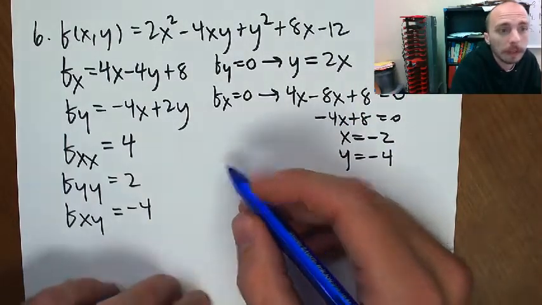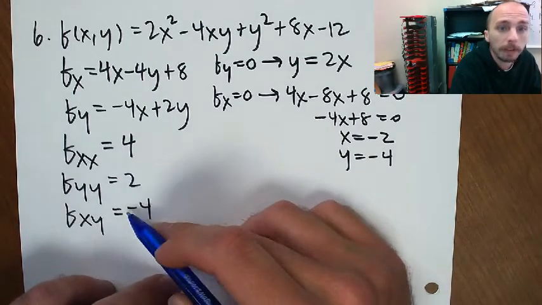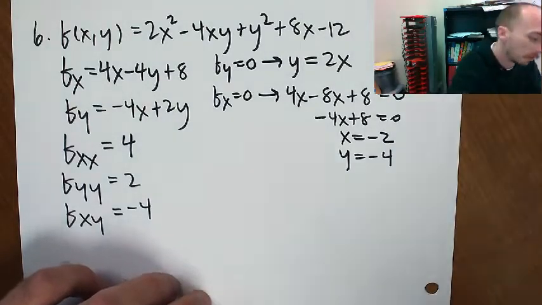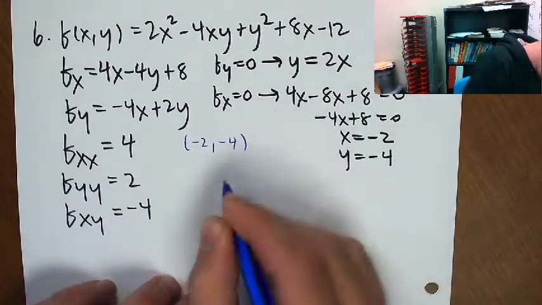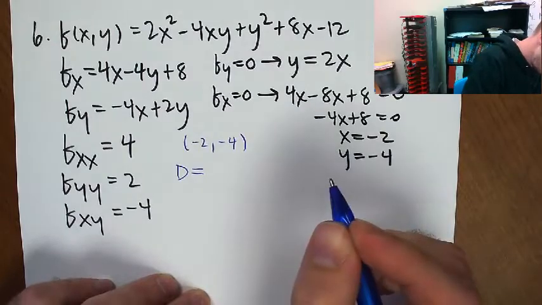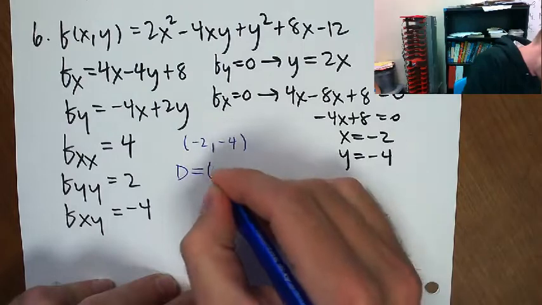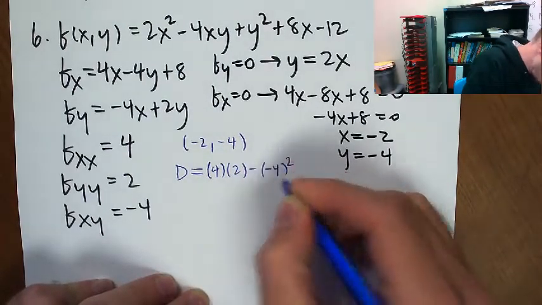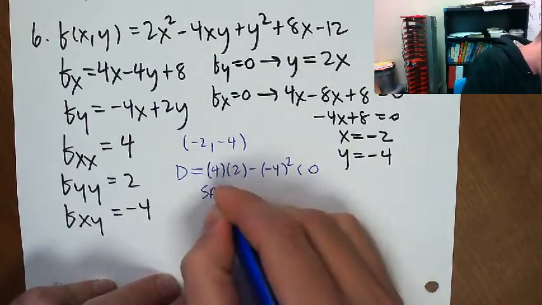So if you were looking for maxes and mins and you found that fxx fyy minus fxy squared was going to be a negative number no matter what, you would know you wouldn't have any extrema. You'd only have saddle points. So I'm just going to say at the point where x is -2 and y is -4, the number that determines the type of point I'm looking at is fxx fyy minus fxy squared. I got 8 minus 16, which is negative, meaning I am sitting at a saddle point.